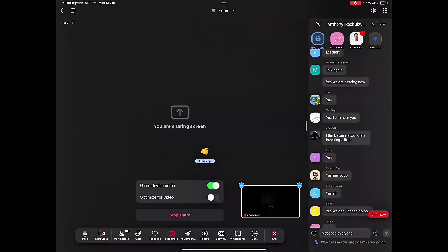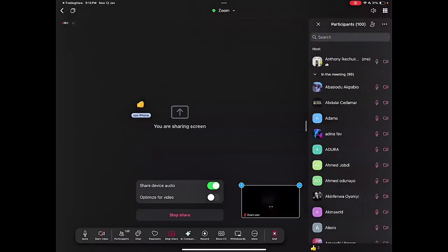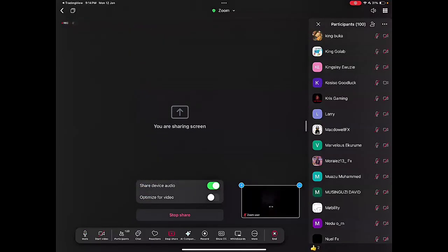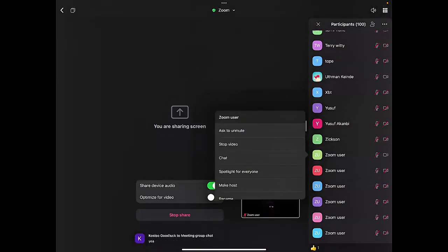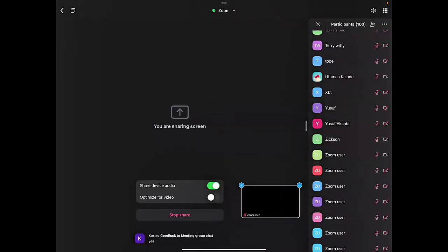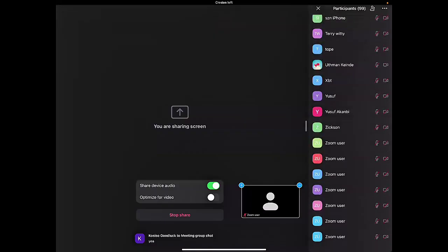Please, there's someone whose camera is on. You know your camera is on, please. Can you turn it off, please? So if you know you have your camera on, please turn it off. Okay.